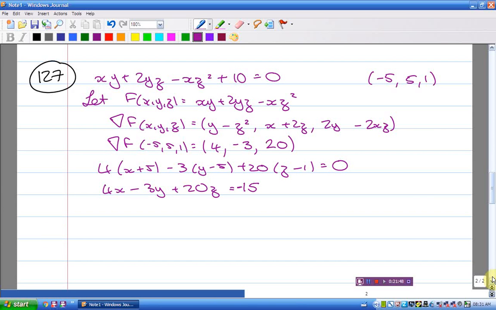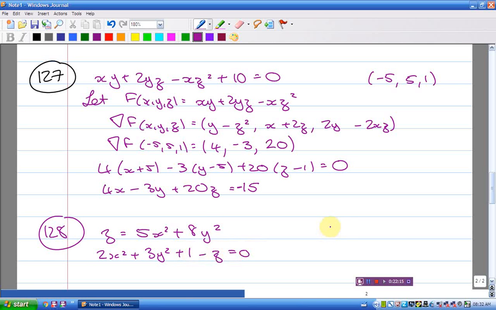Okay, all right. Let's try 128. Please keep quiet. And I shall rely heavily on my solutions, which hopefully I typed up on a slightly brighter day. Find the equation of the tangent line. Oh dear, this looks hard. To the curve of intersection of z equals 5x squared plus 8y squared, and the other surface is 2x squared plus 3y squared plus 1 minus z equals 0. And they've given me the points.